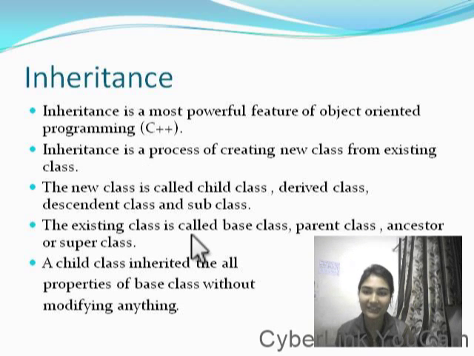The new class is called child class, derived class, descendant class, or subclass. The existing class is called base class, parent class, ancestor class, or superclass. A child class inherits all the properties of the base class without modifying anything.